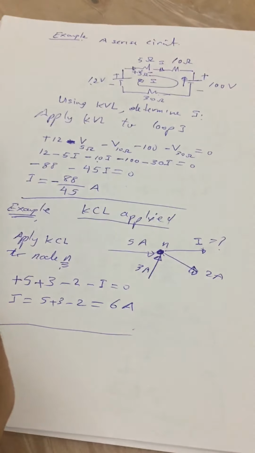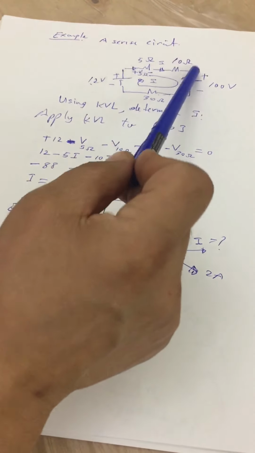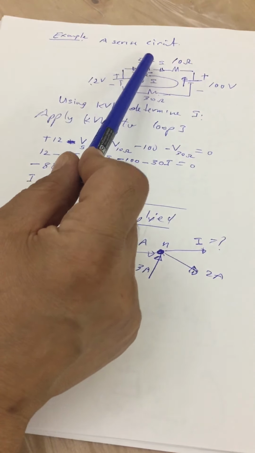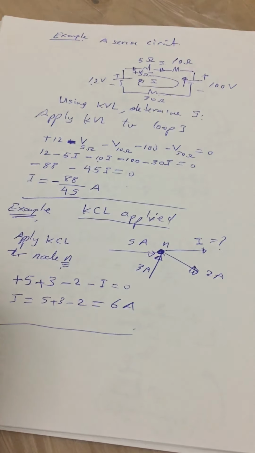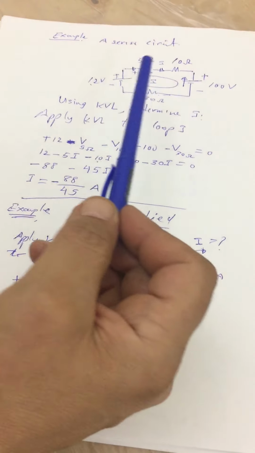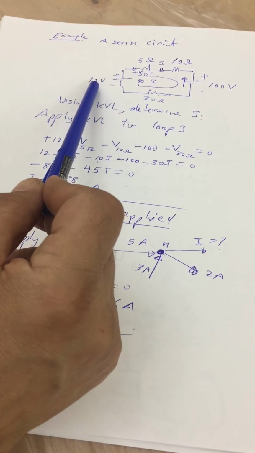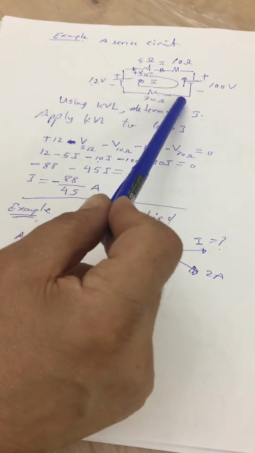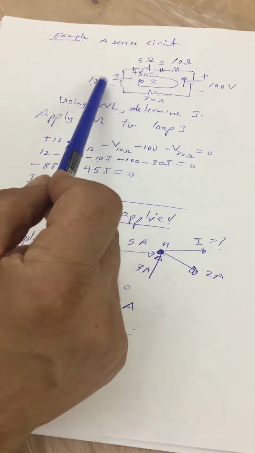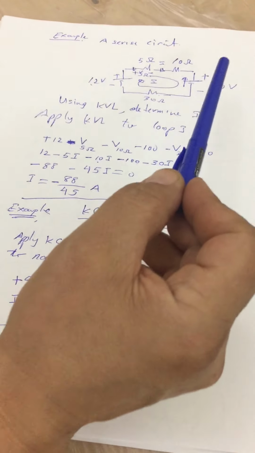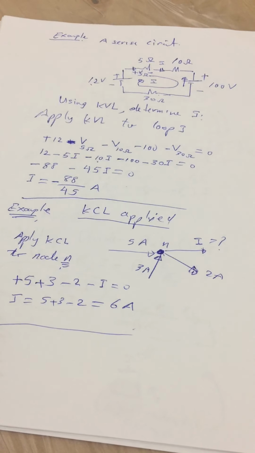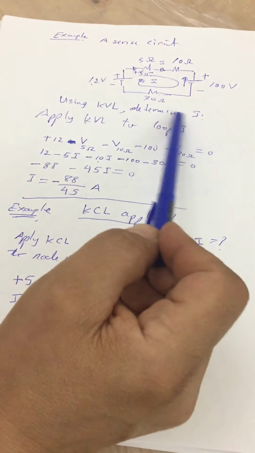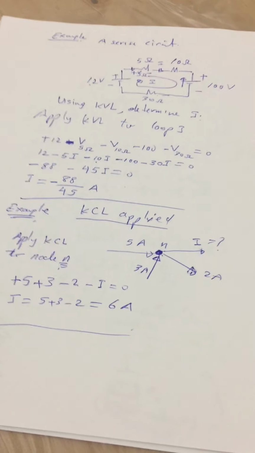A series circuit consisting of 3 resistors. One is 5 ohms, one is 10 ohms, and one is 30 ohms. Also, we have 2 voltage sources. One is 12 volts, plus minus, and the other is 100 volts, plus minus. So we can use KVL to determine the current I.